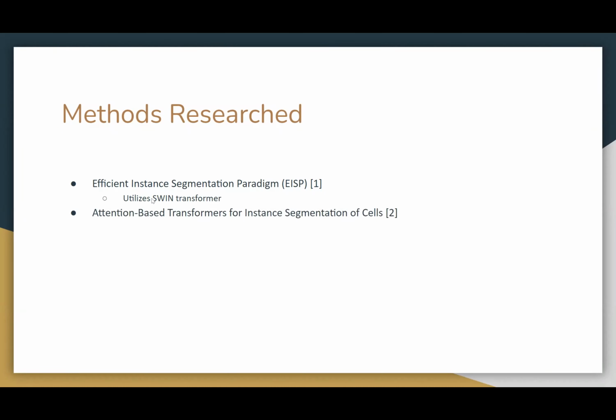Then we have the attention-based transformers for instance segmentation of cells, which is kind of a misnaming, I would say, because the purpose of this one is to actually distinguish between cells and what they determine as traps, which are just circles. And this uses both a CNN and transformer encoder and decoder for it.